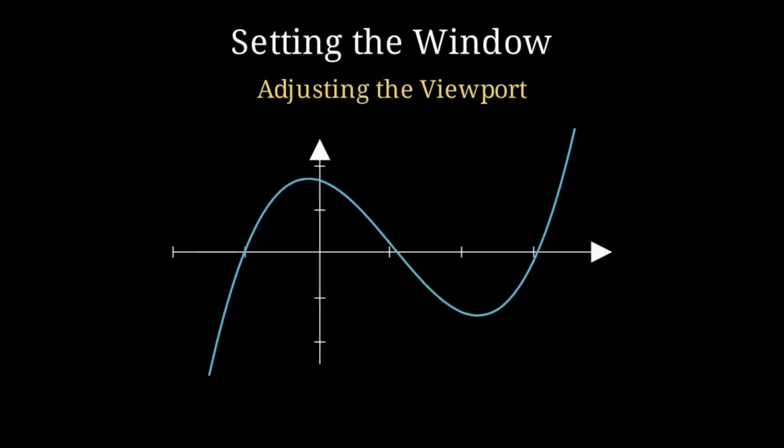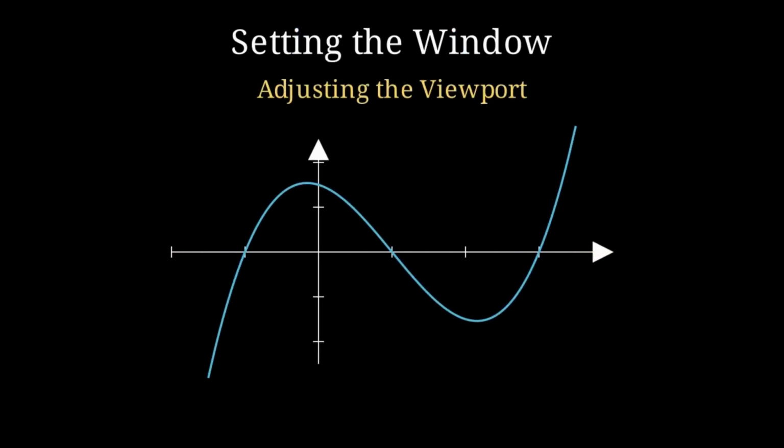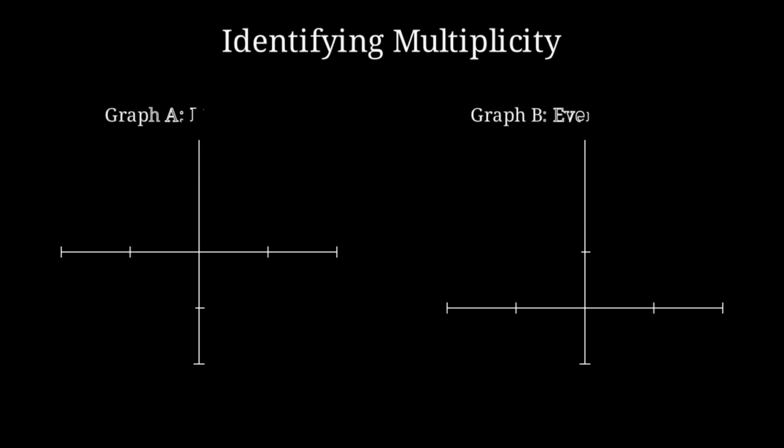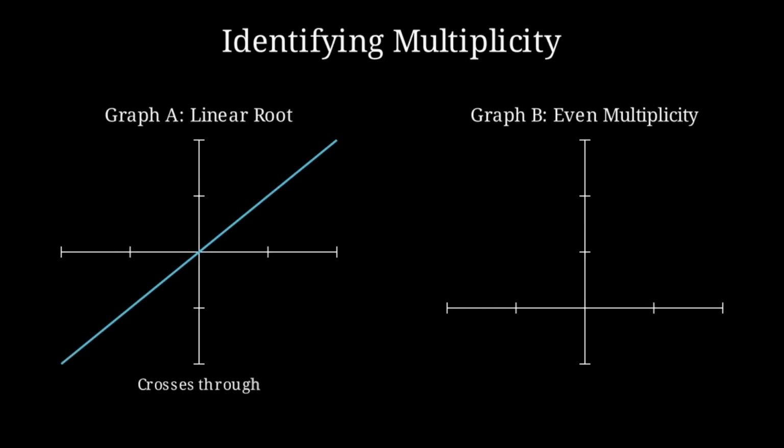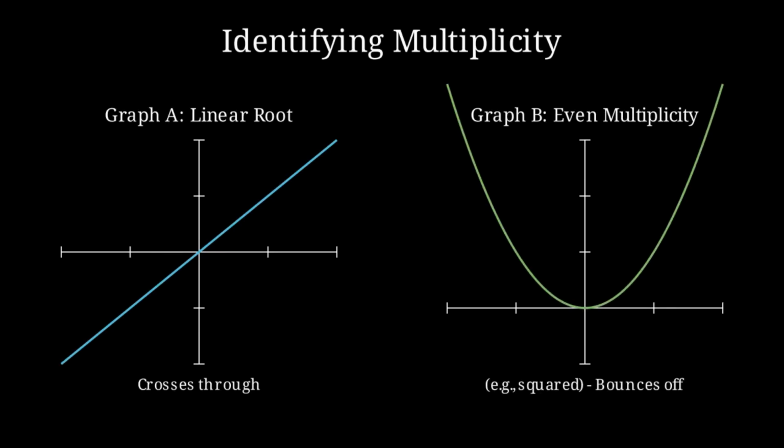Expand the x and y ranges until you can clearly see every point where the graph turns and where it crosses the x-axis. Observe how the graph behaves at the axis. If it crosses through, the root has an odd multiplicity. If it bounces off the axis like a parabola, the root has an even multiplicity, meaning that factor is squared or quadrupled. Most graphing calculators have a Calculate menu.